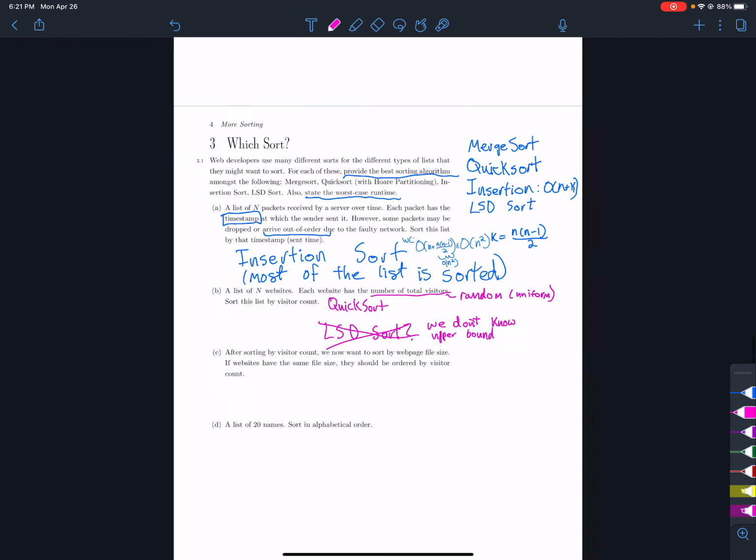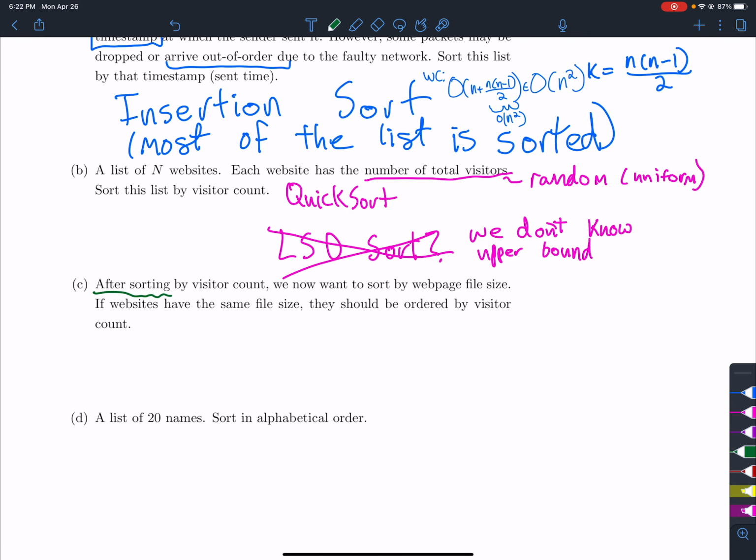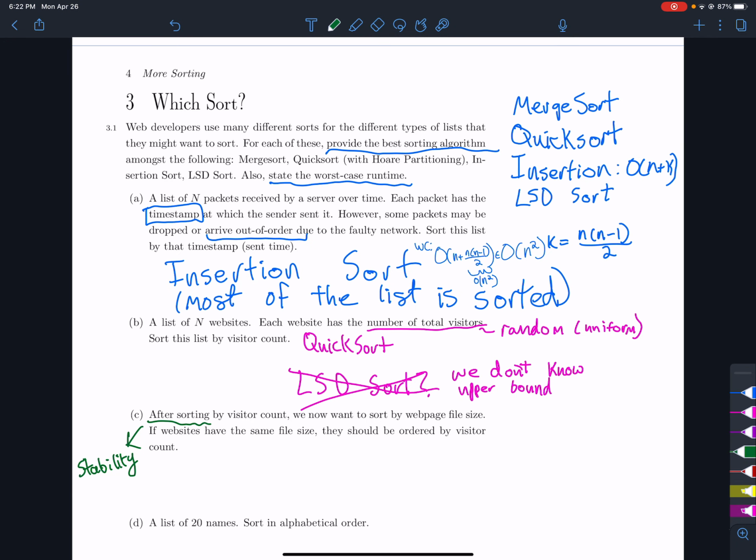And quicksort does work because it is uniformly random data, and we have no need for stability. So okay, part C, after sorting by visitor count, we now want to sort by web page file size. Here it's saying after sorting, so that gives us some indication that we want stability. This implies stability. And if they have the same file size, then they are ordered by visitor count. So since we want stability, let's look at our other stable sorts out of the above.